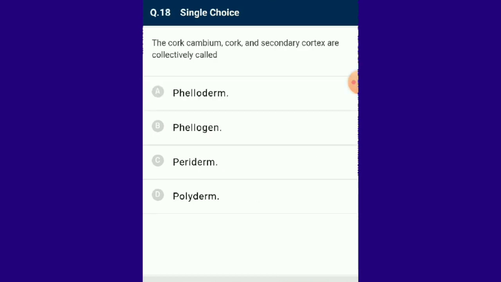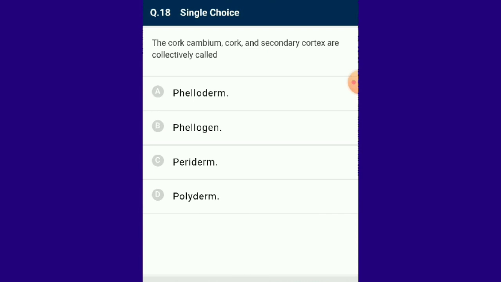Question number 18. The cork cambium, cork and secondary cortex are collectively called. Secondary growth can be defined as a phenomenon where after the completion of primary tissue formation, more secondary tissues are developed to supplement the dermal, vascular and mechanical tissue systems. In certain plants, secondary growth is of two types based on region: stelar secondary growth and extrastelar secondary growth. In the extrastelar region, cork cells and lenticels are produced towards the periphery by the activity of cork cambium.